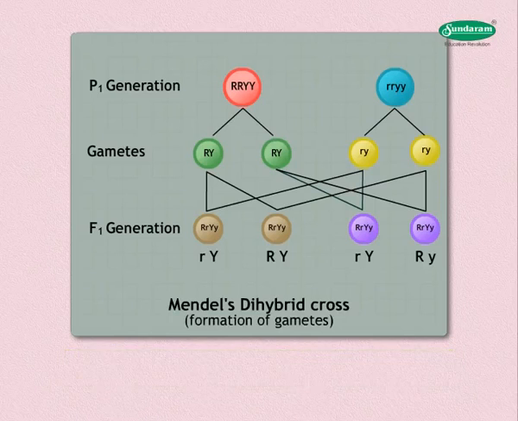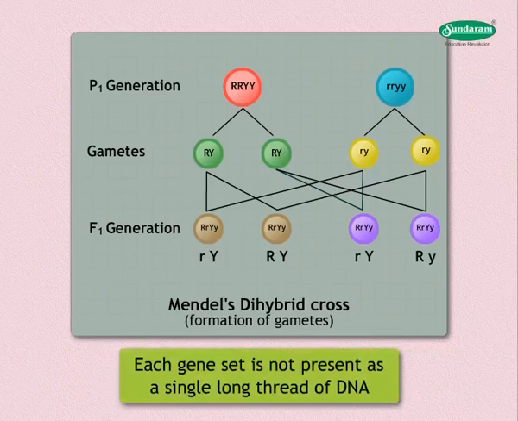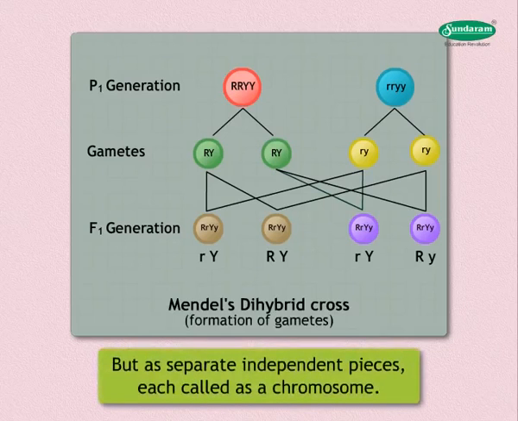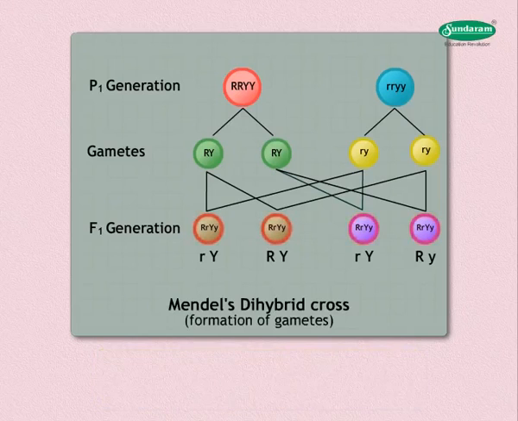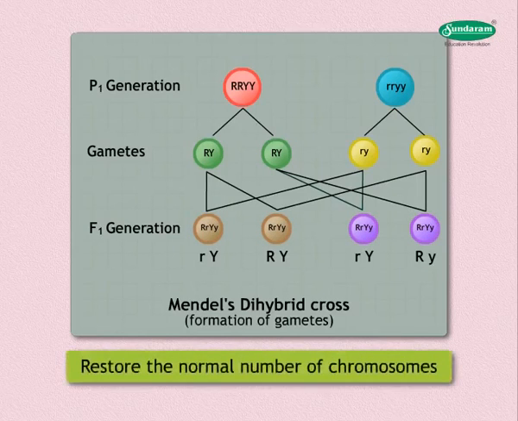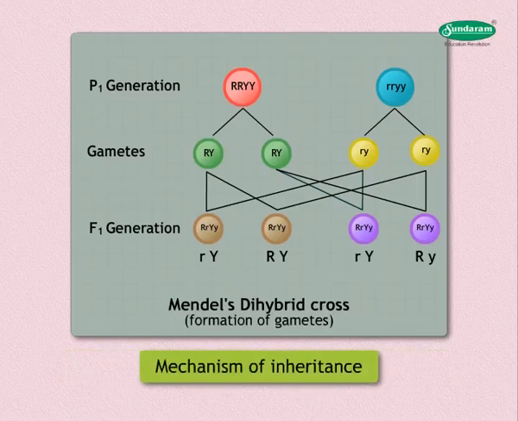inherited. But it does not happen that way, because the fact is that each gene set is not present as a single long thread of DNA, but as separate independent pieces, each called a chromosome, one each from the male and female parents. Each gamete takes one chromosome from each pair, and when two such gametes combine, they restore the normal number of chromosomes in the progeny. This is the mechanism of inheritance, and it also explains the results of Mendel's experiments.